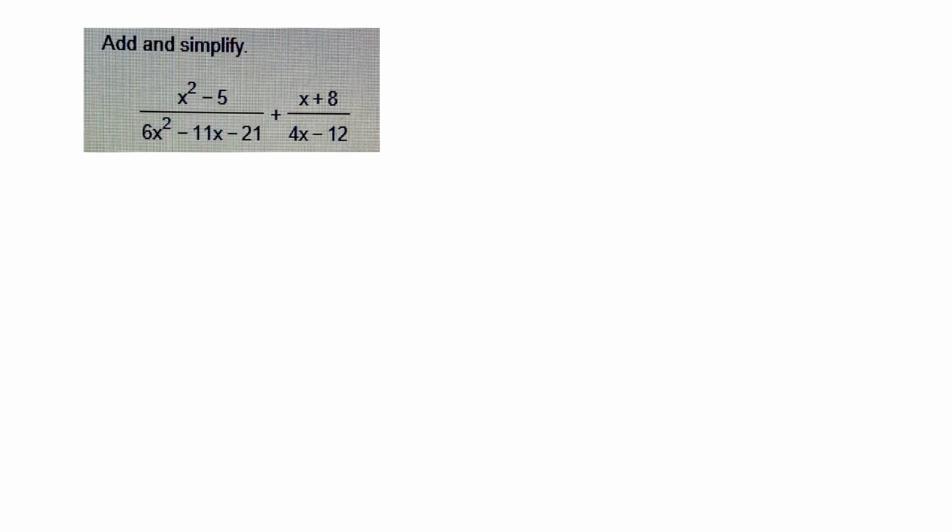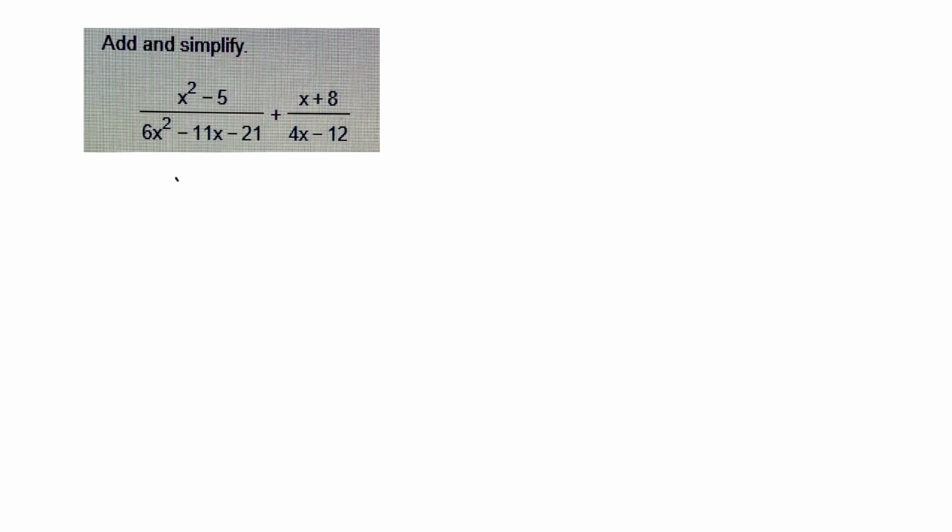All right, here's a nice question. Adding rational expressions, one of the toughest things that you can do. You're adding fractions, so you have to have a common denominator. They're not common currently, so you need to factor the denominators of each.